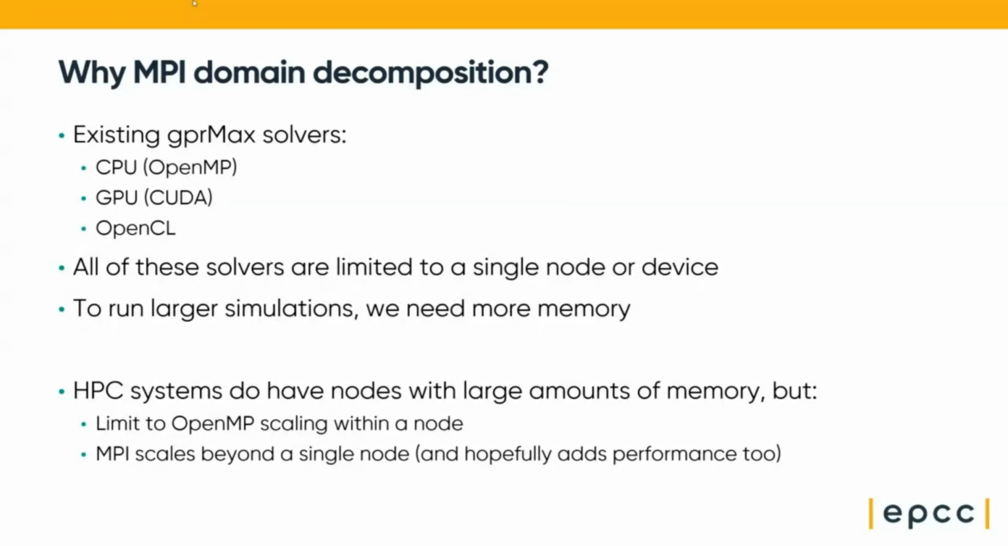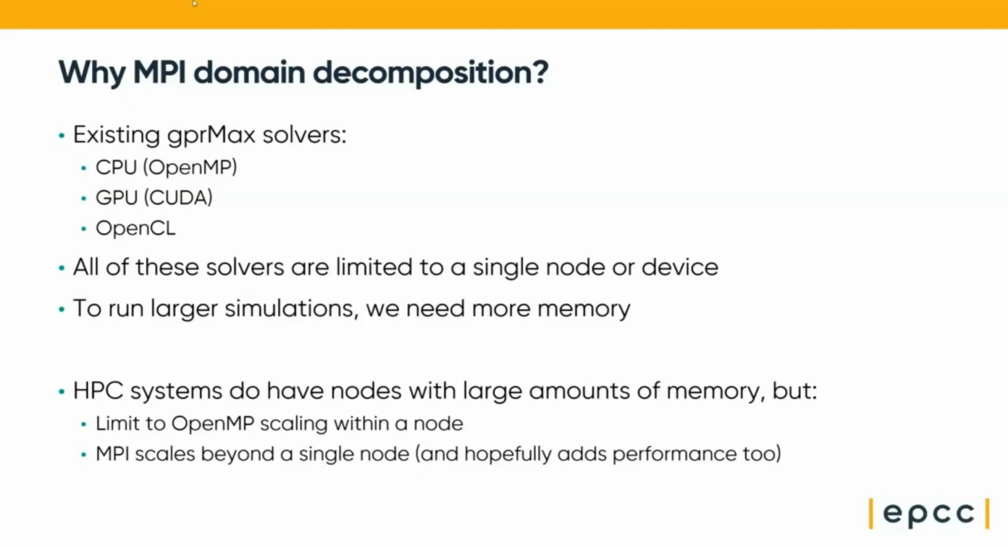The existing gprMax solvers, so the CPU solver parallelized with OpenMP, the GPU CUDA one, OpenCL, the Apple Metal, are all limited to a single node or a single device. So to run large simulations, we need more memory, which we can do by giving our node more memory. But there's a limit to this, and particularly in the case of the CPU solver, there's a limit to how much OpenMP can scale within a node. So we can give it more memory, but we won't necessarily have the performance to back that up and do the computation in a reasonable time.